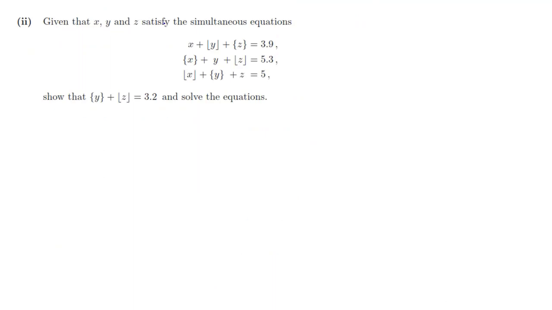Part 2 says: given that x, y, z satisfy the simultaneous equations, these three equations: x plus integer part of y plus fractional part of z equals 3.9; fractional part of x plus y plus integer part of z equals 5.3; and the last equation, integer part of x plus fractional part of y plus z equals 5. So how can we solve this problem? We want to show that the fractional part of y plus z equals 3.2.